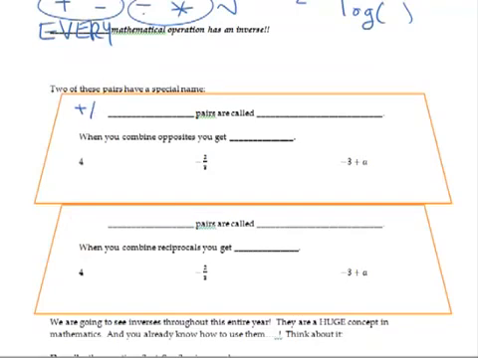So the plus and the minus ones we actually call the additive operations, additive pairs, are called opposites. So when you combine opposites, you should get 0. For example, here's 4. What is the additive inverse is what we would say, or what's the opposite of 4? The opposite of 4 is negative 4.